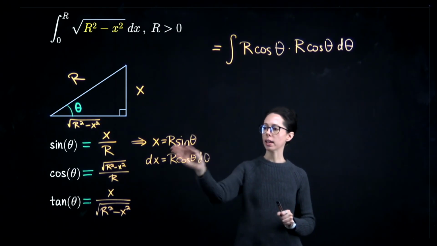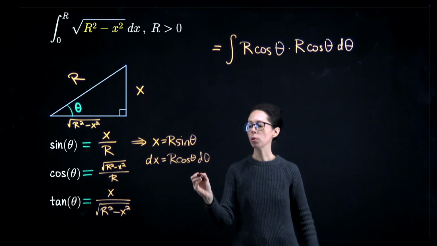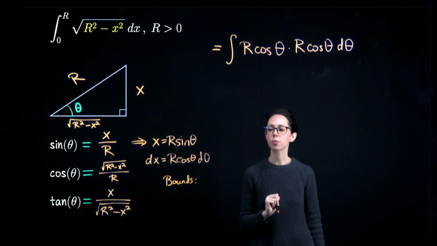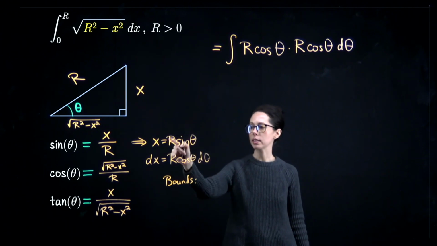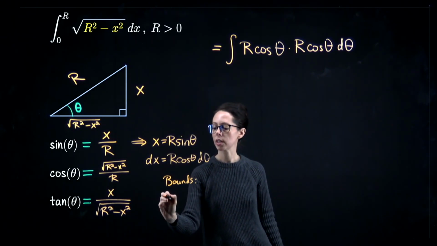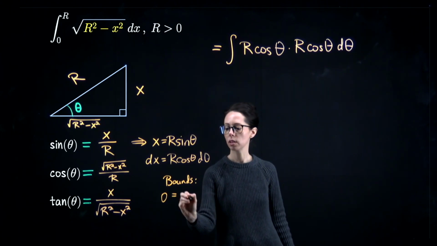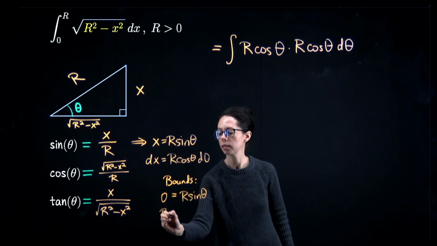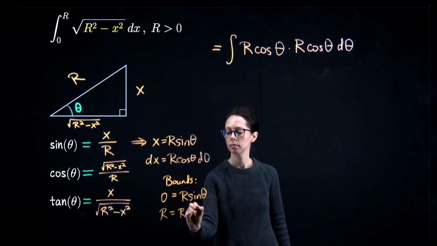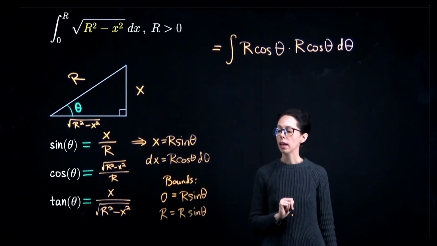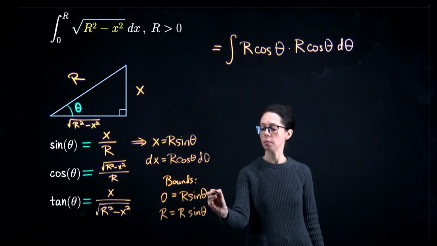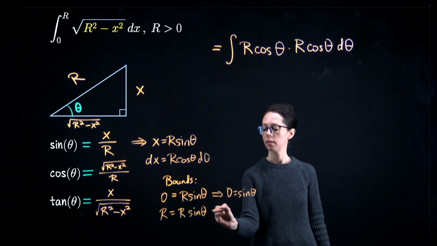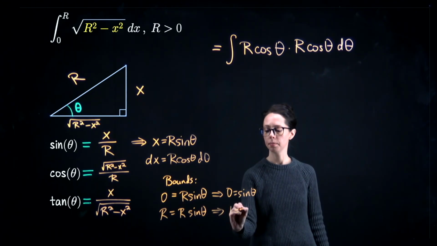So we have x equals r sine theta. If I'm going to update my bounds, then I would like to figure out the right theta to correspond to when x equals 0 and when x equals r. So the question is, if x is 0 for the lower bound, what should theta be? And for the upper bound, when x is r, what should theta be? In other words, what should theta be to have sine theta equal to 0 versus sine theta equal to 1?